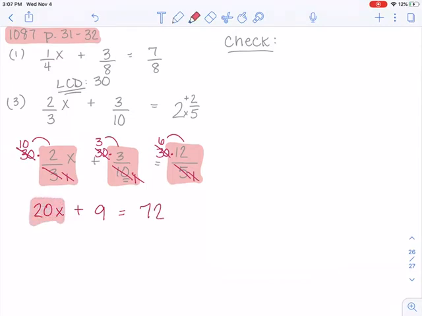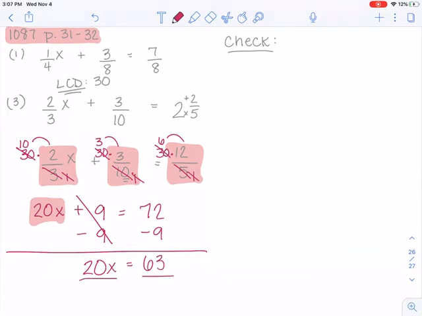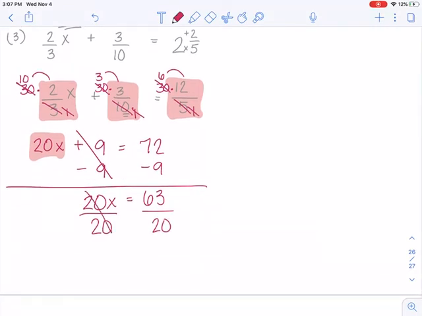So now we solve for our x. First step is to subtract 9 from both sides. 9 minus 9 will cancel and give you 0. You're left with 20x is equal to 72 minus 9, which is 63. Then we divide both sides by 20. Our 20s cancel on the left. And then 63 divided by 20. 20 goes into 63 three times, and 20 times 3 is 60. So if I take away 60, I have 3 left over. Alrighty. So that's what x is going to equal.